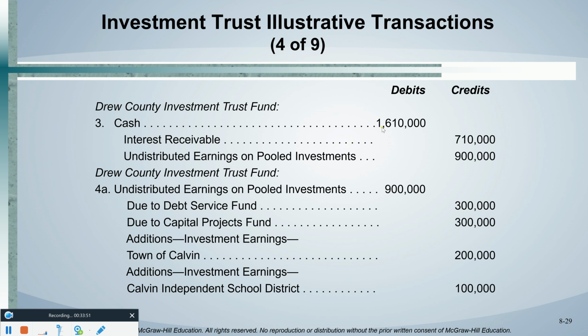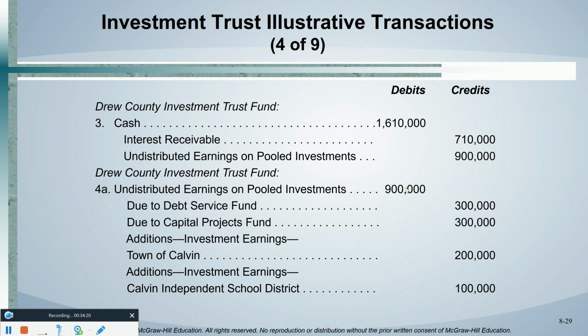So the trust fund is going to debit cash, credit the interest receivable, and credit the $900,000 to a temporary account called undistributed earnings. And then what the trust fund does is they take that undistributed earnings and debit it to zero it out in the next journal entry, and then they will allocate it based on the ownership percentages at this moment in time.